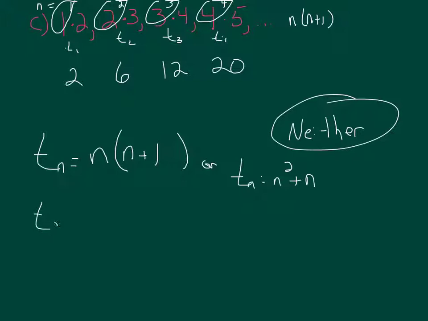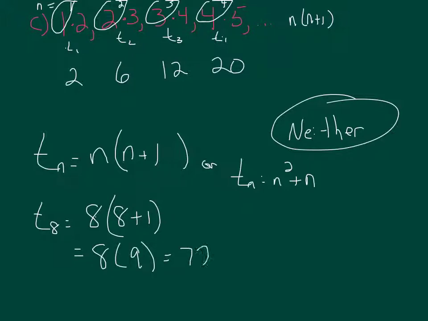Let's see what T8 is. Well, T8 says to take the 8th n times the 8th n plus 1. So it's 72. Or, if you'd like to leave it, you could rewrite it as 8 times 9. Those are my favorite types of problems, the undifferentiated ones. Love those.